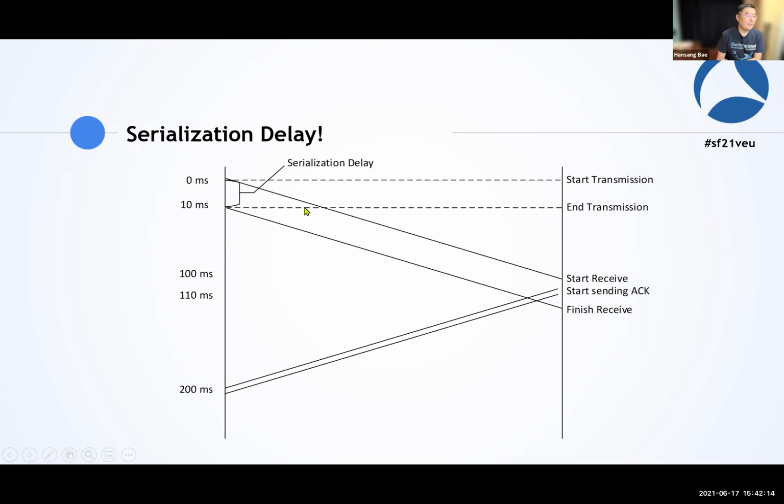This is the beginning of the packet, and the end of the packet. This is the serialization delay. So here's the wire, here's the packet, and this is how long it takes to drain. That's considered the serialization delay. Obviously 10 milliseconds is a phenomenally big serialization delay, but for the sake of visualization, I made it 10 milliseconds. How long it takes to go from left to right is the propagation delay, and the amount of time it takes to put this onto the wire is the serialization delay.